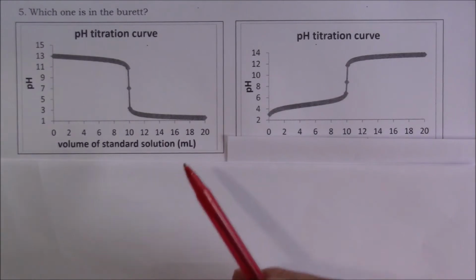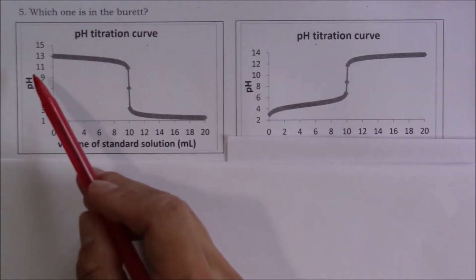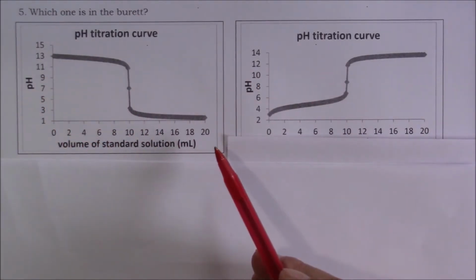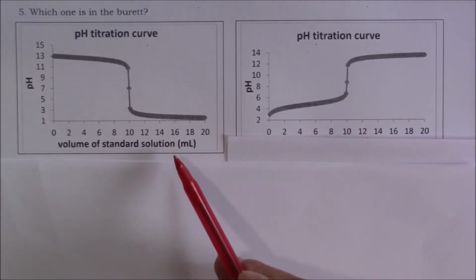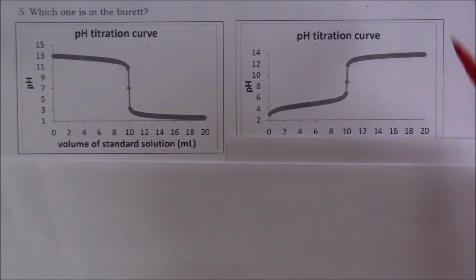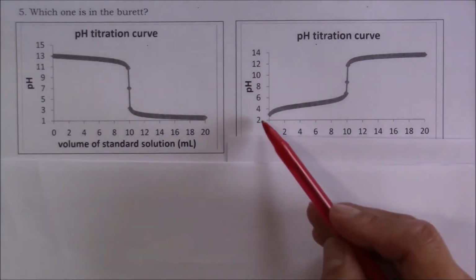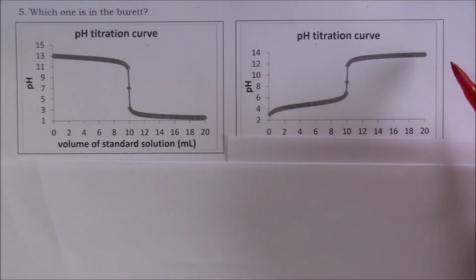If you look at the plot on the left, the pH is decreasing. That means the standard solution must be an acid, because only acid will decrease the pH during an acid-base titration. If you look at the plot on the right, the pH is rising. Therefore, the standard solution must be a base. The unknown solution must be an acid.